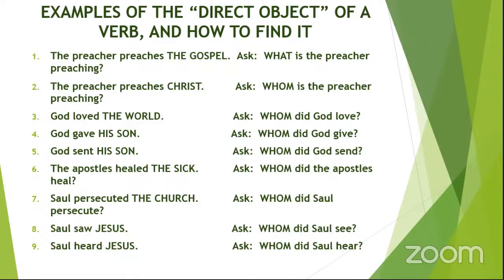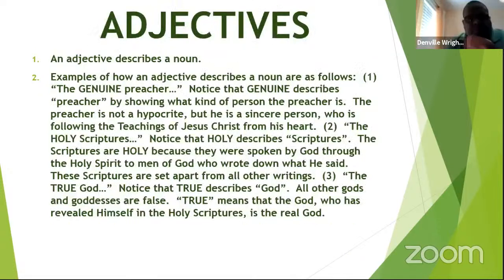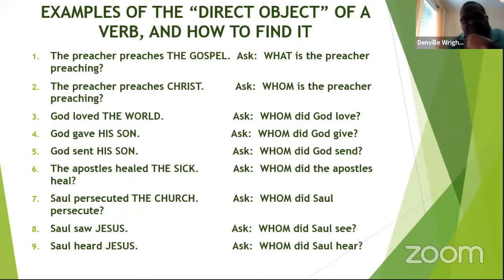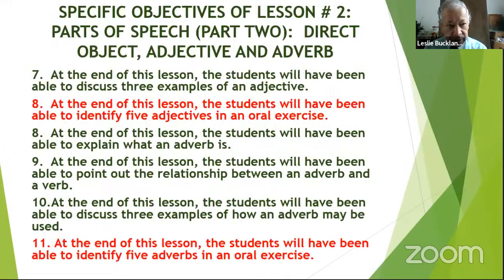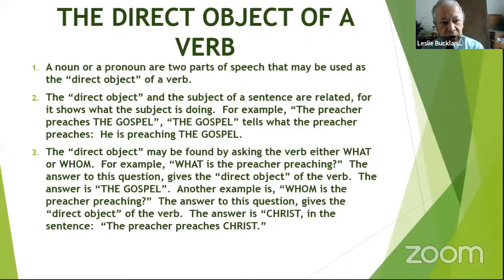Well said, sir. All right. Could you go over the definition of the direct object again, brother? No problem. Okay. So the definition of the direct object is that it is a noun or a pronoun that is used after a verb. It is a noun or a pronoun that is used after a verb.